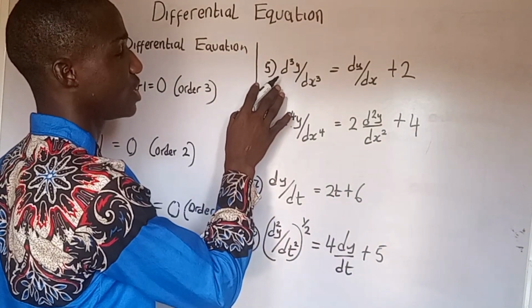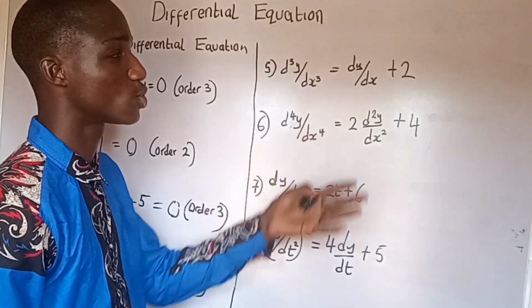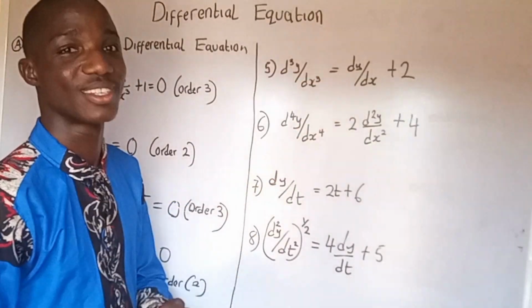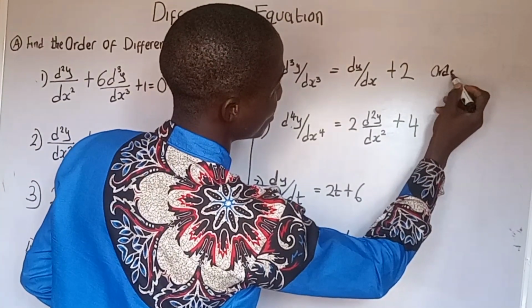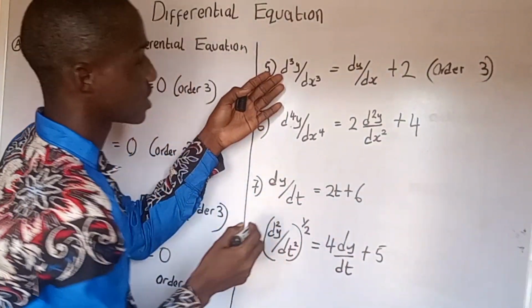We have here d³y/dx³ plus dy/dx plus 2. What is the order of this differential equation? The order is 3. The order of the differential equation is 3.